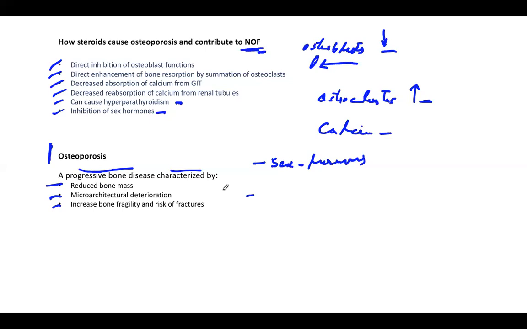So it's a progressive bone disease that results in decrease in bone mass and increases the risk of fractures.